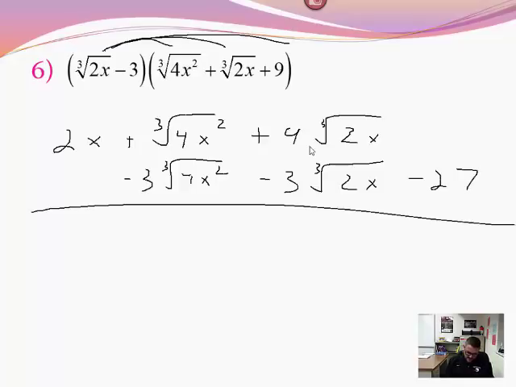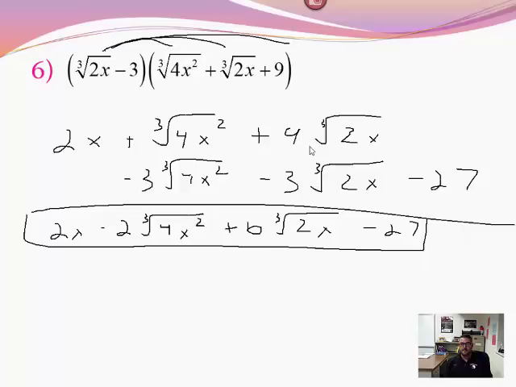So when I combine the like radicals, I'm going to finish with what? 2x, and then one of them minus 3 of them would be minus 2 cube root of 4x squared. 9 minus 3 would be plus 6 cube root of 2x, and then minus 27. And I don't think I can get anything to simplify any further, so that is my answer right there.